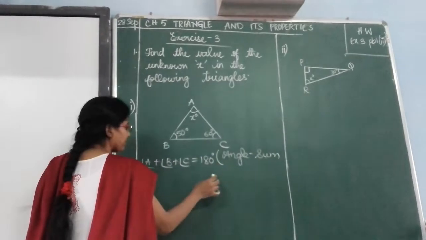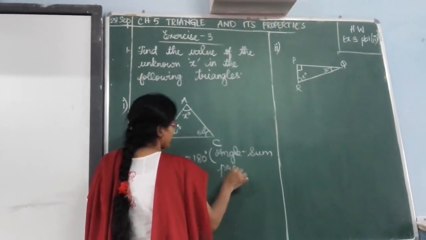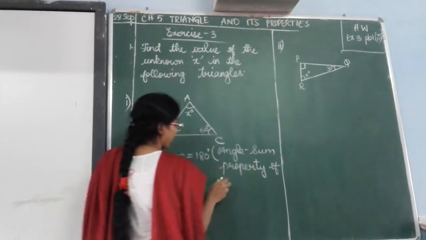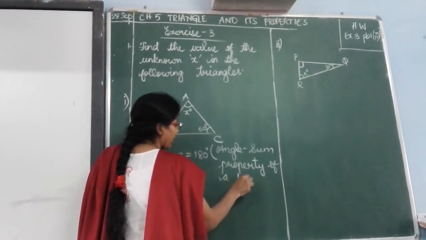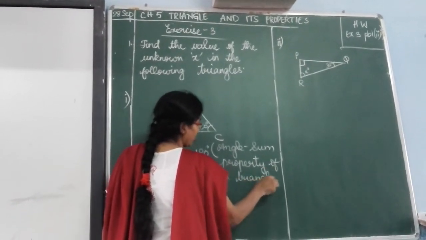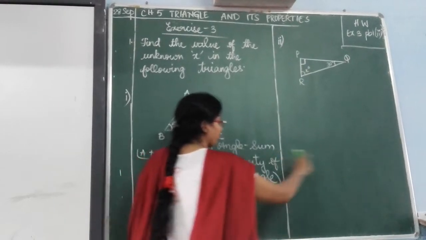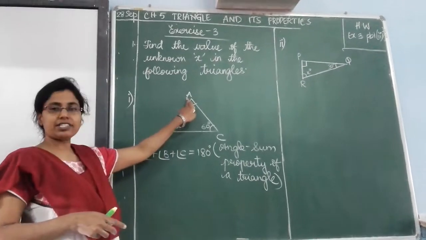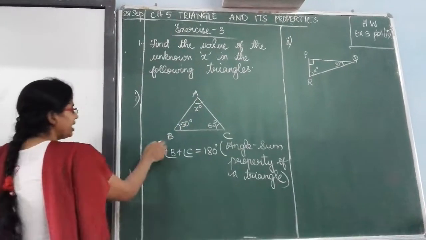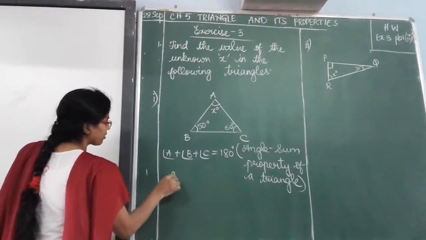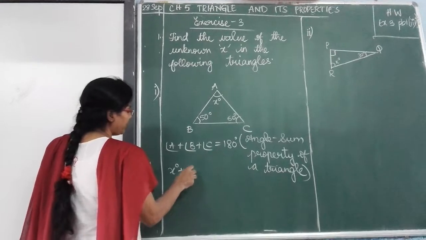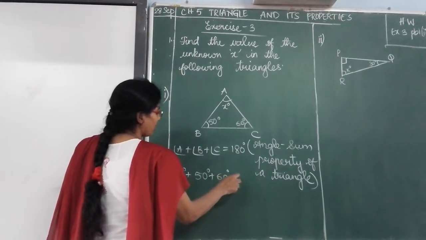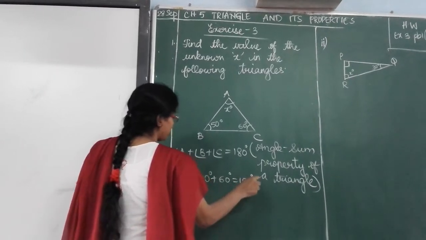Angle sum property of a triangle. I am writing in 3 lines, but you need to write in one single line because you will have limited space. Now let us see angle A. Angle A is x degrees. Angle B is 50 degrees. Angle C is 60 degrees. This is equal to 180 degrees.